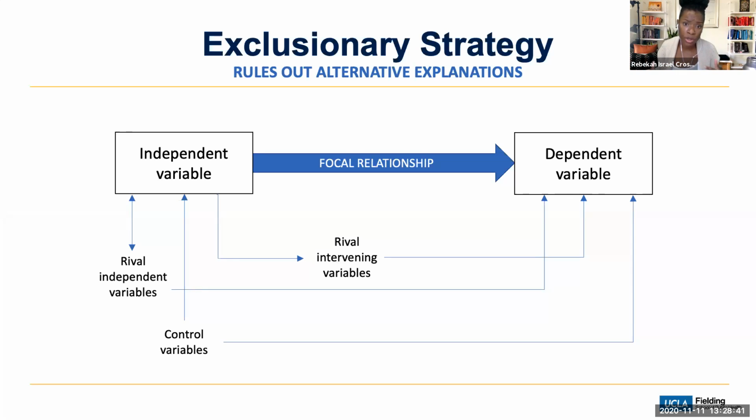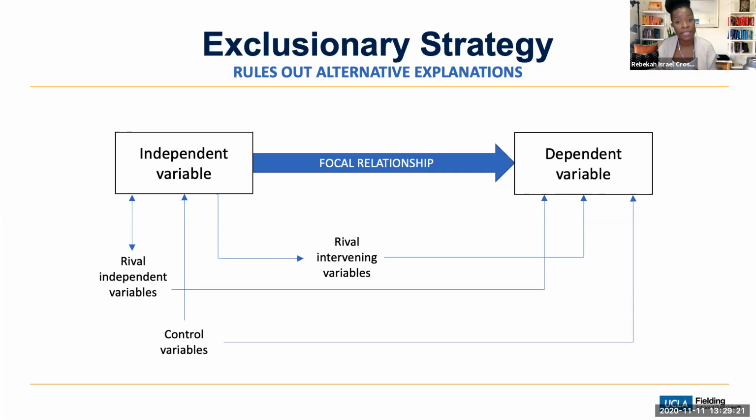If you're familiar with simple ordinary least squares regression, when you put additional variables into the model, sometimes the coefficient, which is the number that tells you what the statistical relationship is between the two variables, will go down. That means the variable that you included, here the rival independent or rival intervening variable, actually does explain some of the relationship. But if the relationship between the independent and the dependent is still statistically significant, then it doesn't explain all of it.